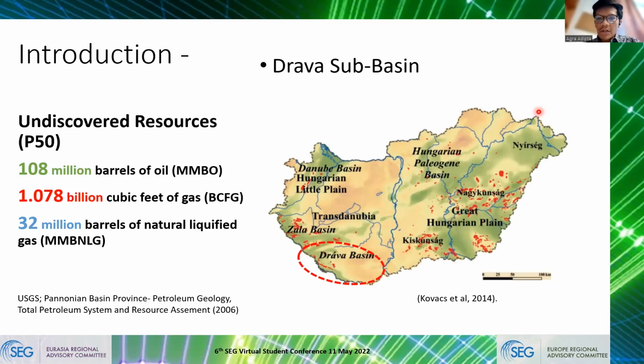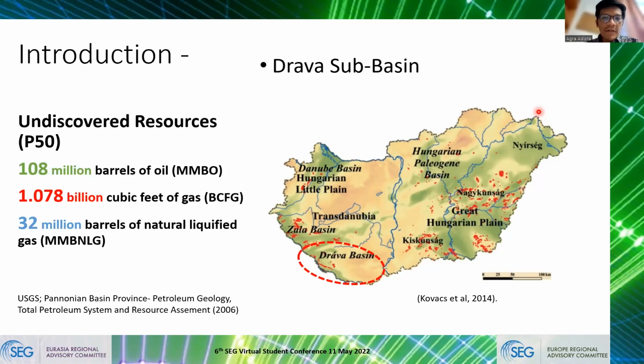Recently, it has been estimated that there is an undiscovered resource, P50, of around 100 million barrels of oil, 1,000 billion cubic feet of gas, and 32 million barrels of natural gas liquids. Despite the recent tension on the eastern front of Europe, fossil fuel demand is inherently increasing. Despite that, Europe is also going towards net zero carbon emissions in 2050.